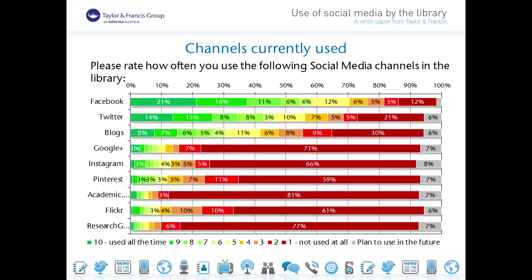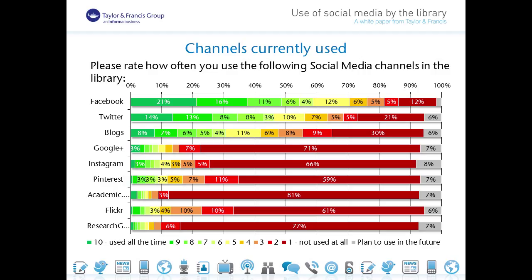So when we look at specific channels being used, you can see here that by far the most popular social media site is Facebook. 58% said they used it regularly, with 1 in 5 saying they used it all the time. That's the very dark green bars on the left-hand side there. And there were only 12% who said that they didn't use the channel at all.